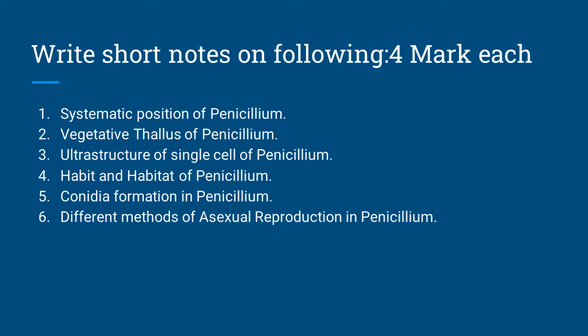Secondly, the vegetative thallus of Penicillium. And third, you have to write a short note on the ultrastructure of a single cell of Penicillium. Then fourth, the habit and habitat of Penicillium. Fifth, the conidia formation in Penicillium. And last, a short note on the different methods of asexual reproduction in Penicillium.